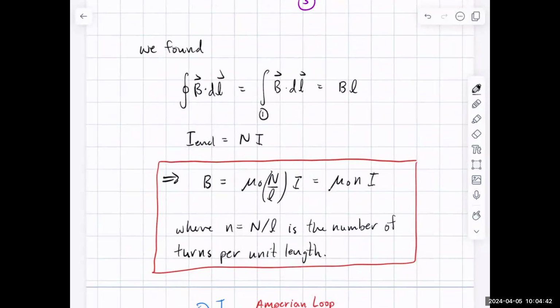and we were able to show that the magnetic field of the solenoid is mu naught times I times the number of turns in the solenoid divided by the length of the solenoid. So capital N divided by this little l. Often, people will write capital N divided by L, the number of turns divided by the length, as little n, which is the density of turns, the number of turns per unit length. But they're the same thing. So that's the magnetic field of a solenoid.